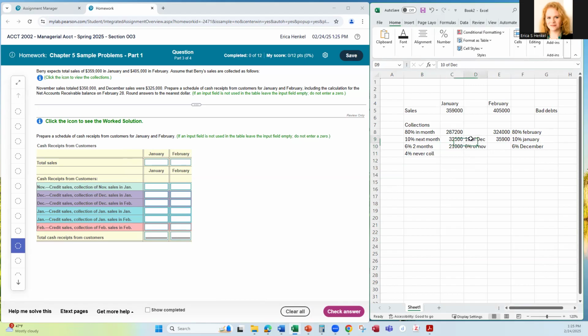And then in February, 2 months out, 6% is from December, right? So December, January, and then it gets collected in February. So 325,000 times 0.06. Okay. All right. So here's the numbers. Let's plug in our sales here.